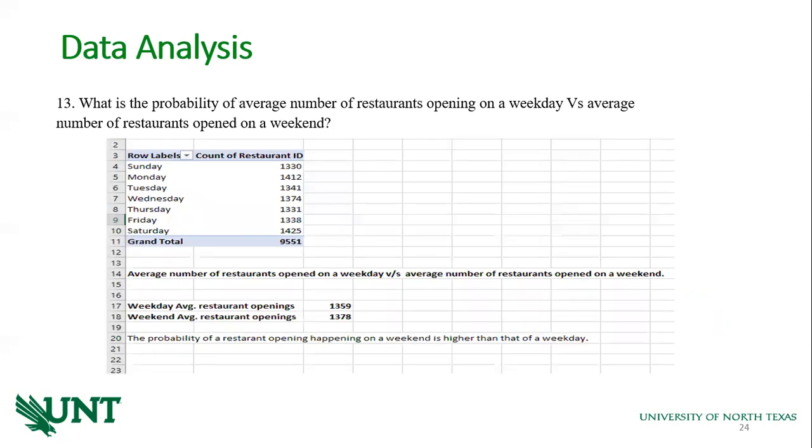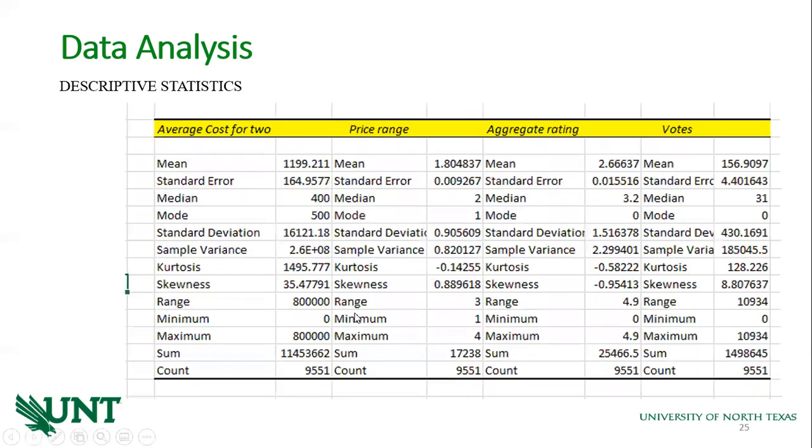What is the probability of the average number of restaurants opening on a weekday versus the average number of restaurants opened on a weekend? The probability of a restaurant's opening happening on a weekend is quite higher than that of a weekday. As you can see, the weekday average restaurant openings is 1359 and the weekend average restaurant openings is 1378.